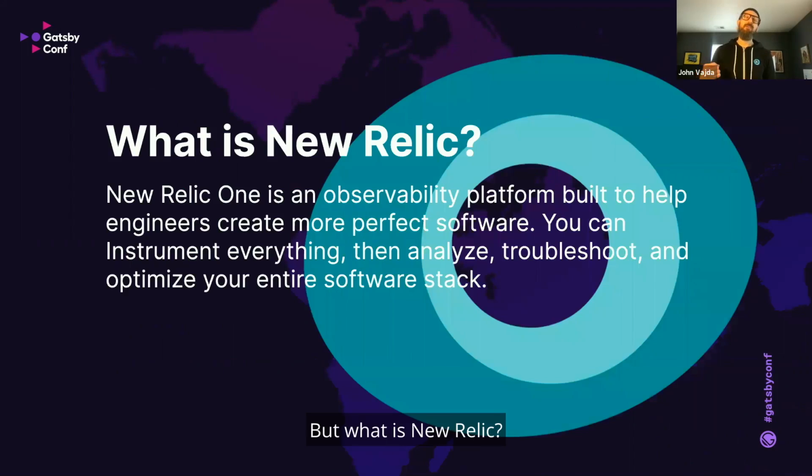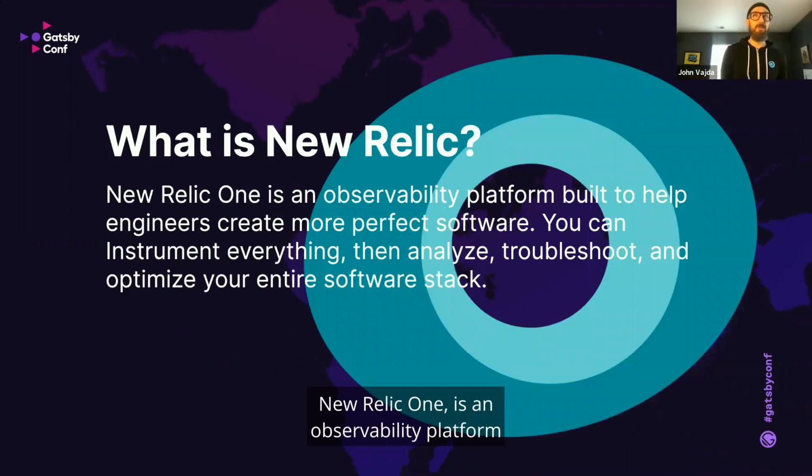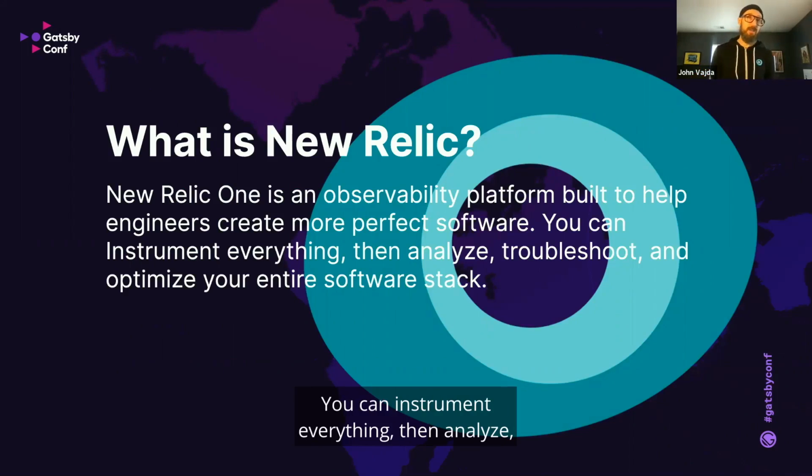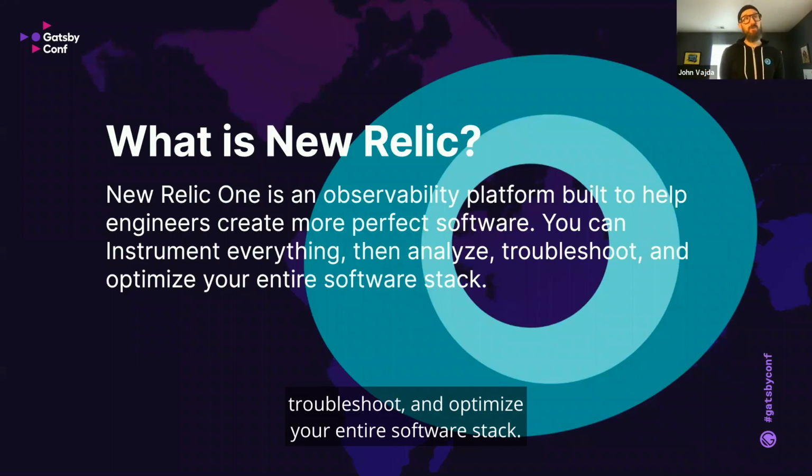But what is New Relic? New Relic One is an observability platform built to help engineers create more perfect software. You can instrument everything, then analyze, troubleshoot, and optimize your entire software stack.